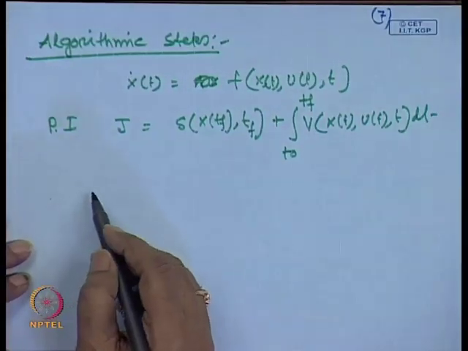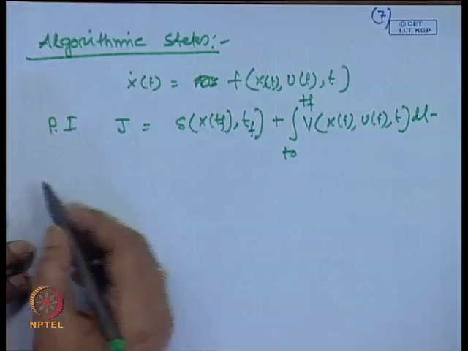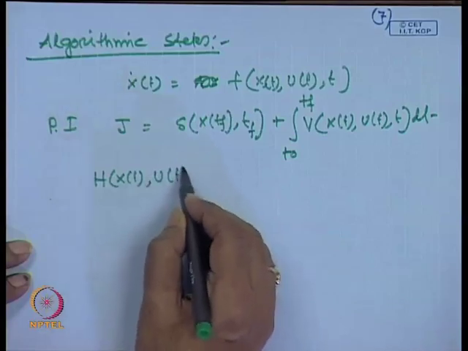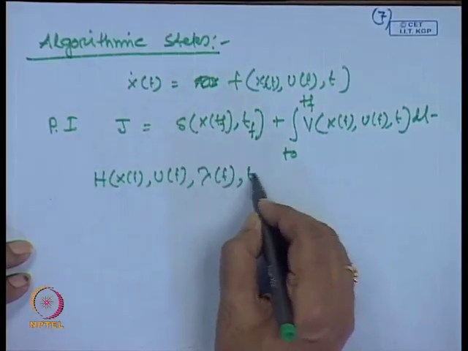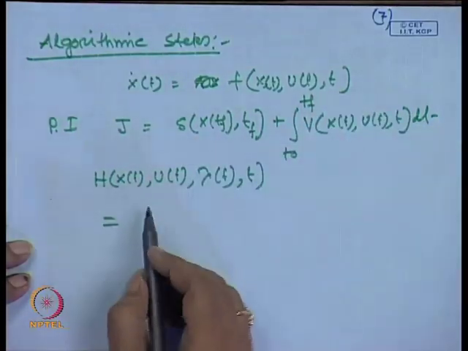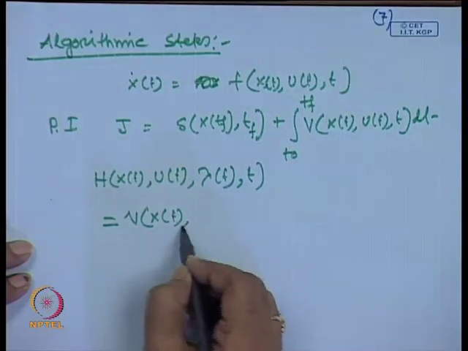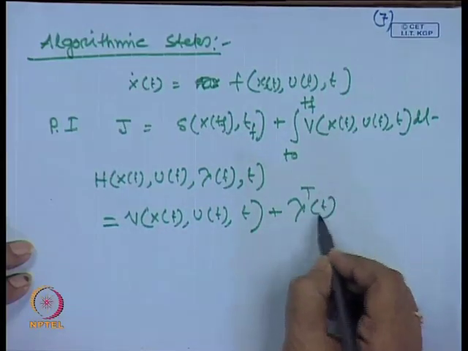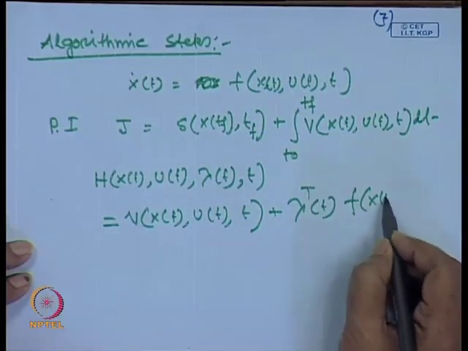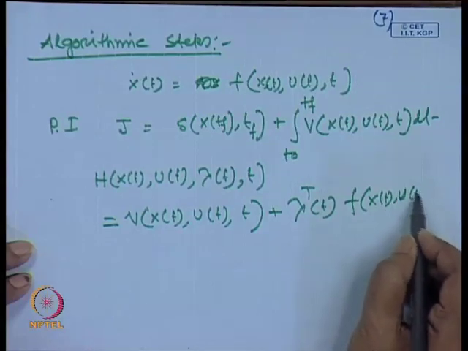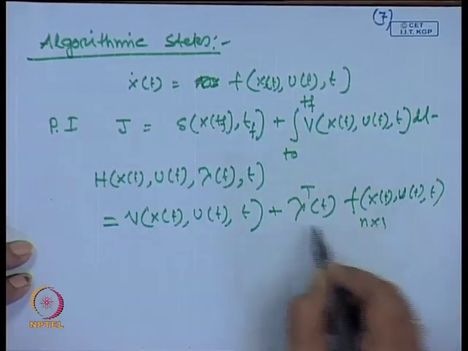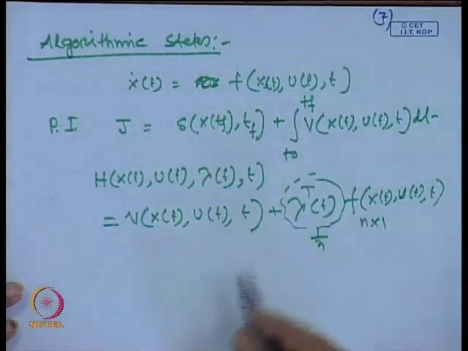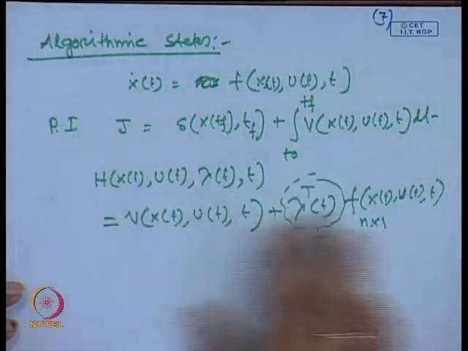So, what do you form? The first step is to form the Hamiltonian function H of x of t, u of t, lambda of t and t. What is the Hamiltonian function? This integrand, plus lambda transpose of t into f of x of t, u of t and t. This dimension is n cross 1, and the whole dimension is 1 cross n. Okay, so this is a scalar. So, this is the Hamiltonian function.